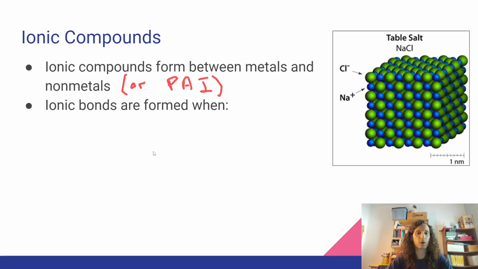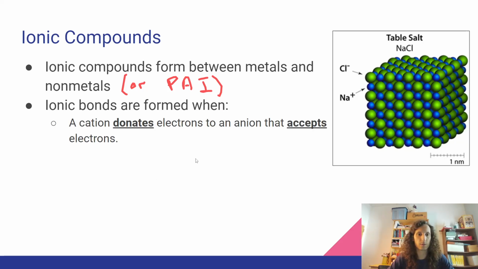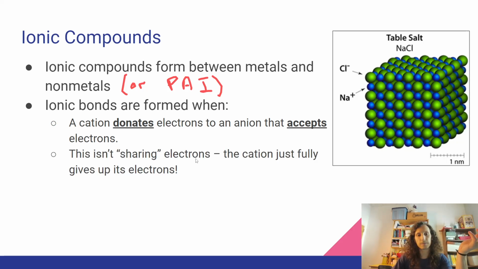Now, when are ionic bonds formed? When a cation donates its electrons wholesale to an anion that then accepts them, right? So it's a full transfer of electrons from the positive ion to the negative ion. So it's not sharing.